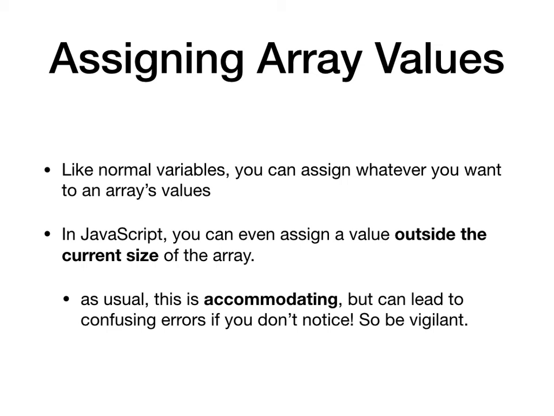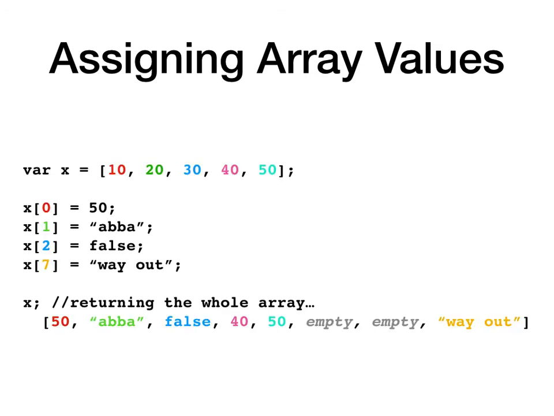It's also quite nice that you don't have to do a whole lot of setup. You can just start assigning variable entry points. So let's look at it again. I want to change this array, 10, 20, 30, 40, 50, right? I'm going to change each item. In the first slot, I'm going to put 50 at X sub 0. X sub 1, I'm going to put ABBA. X sub 2, I'm going to put false. And then X sub 7, I'm going to put way out.